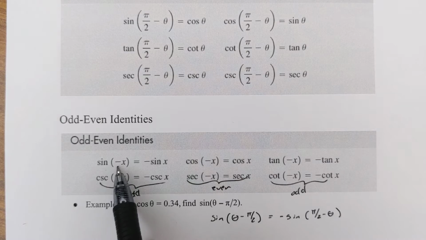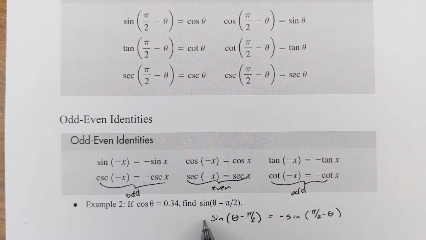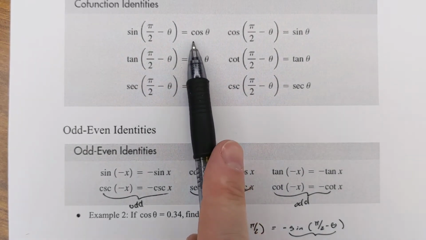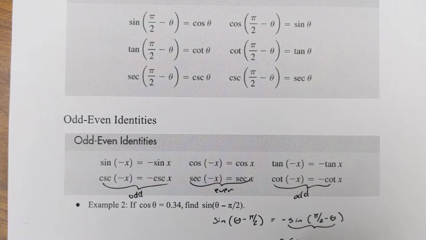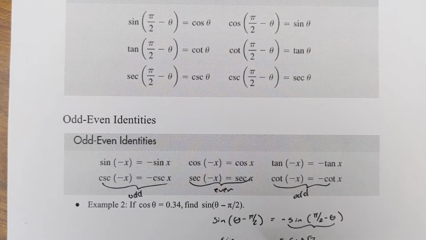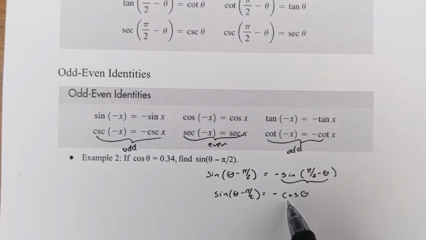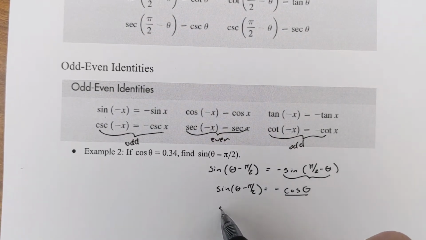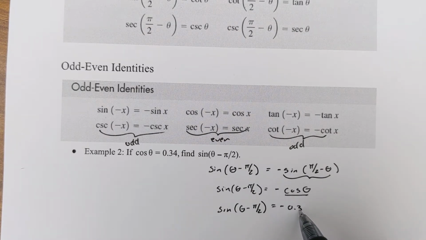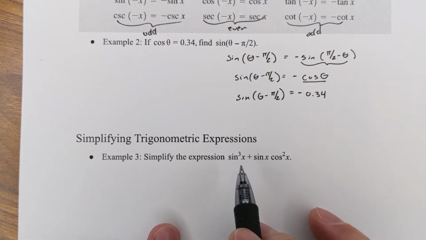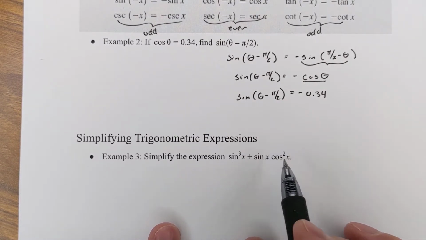So if I multiply this by -1 to reverse the sign, I can just put the negative sign out front. And this stuff there, according to the cofunction identity, is the cosine. So this is negative cosine theta. So the sine of theta minus pi over 2 is equal to the negative cosine of theta. But I know what this is. The problem tells me what it is. So sine is negative 0.34.